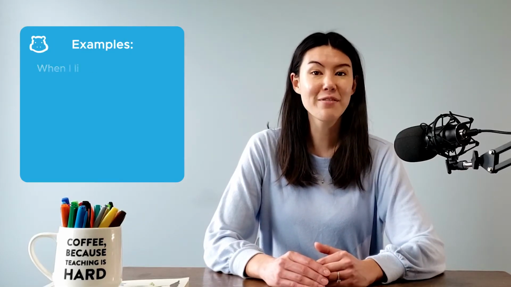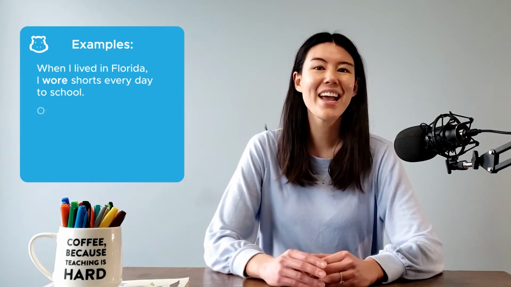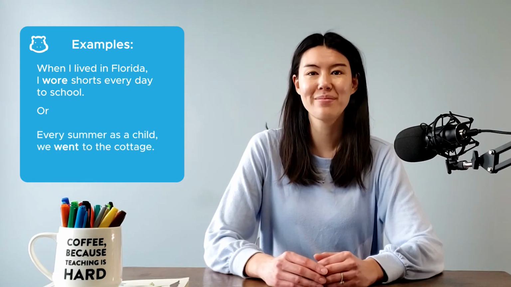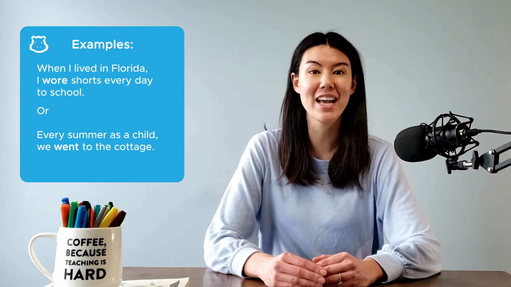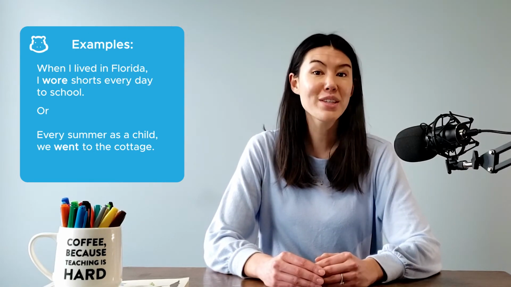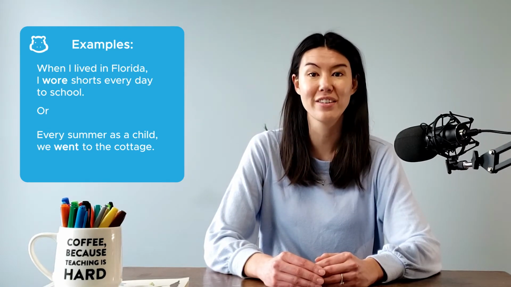For example, you could say, when I lived in Florida, I wore shorts every day to school. Or, every summer as a child, we went to the cottage. But perhaps the person listening to the speaker might not understand that these were regular routine actions. Using would puts emphasis on the habitual nature of the action.